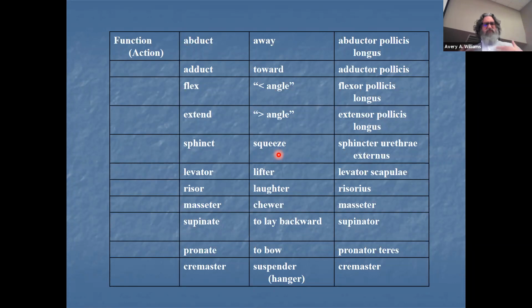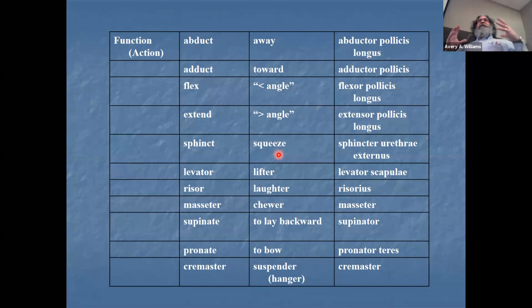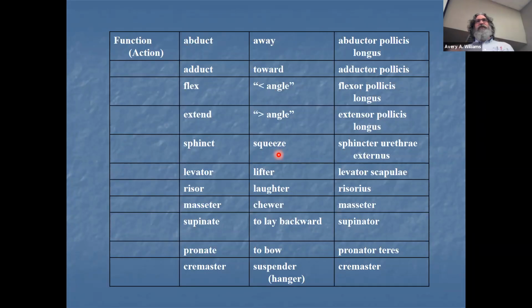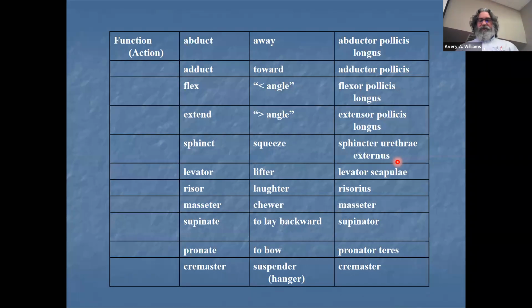What really is a sphincter? A sphincter is a muscle whose origin and insertion are on itself. And when it contracts, it squeezes, it pinches something closed. And usually you have sphincter muscles around some kind of tubular structure or canal. For my example here, the sphincter urethrae externus, or the English equivalent, the external urethral sphincter.